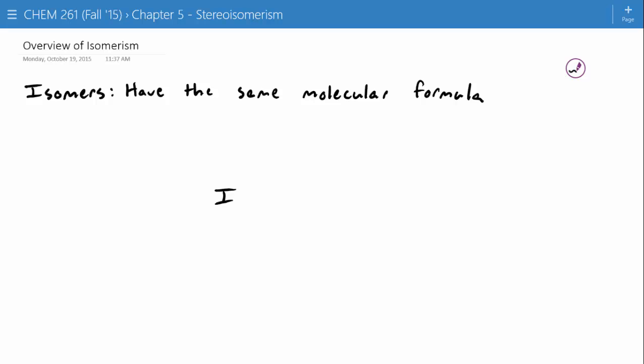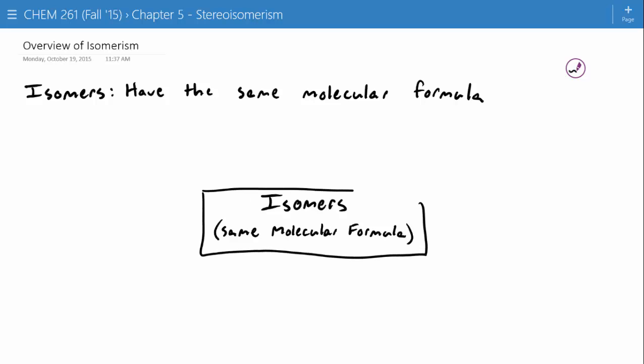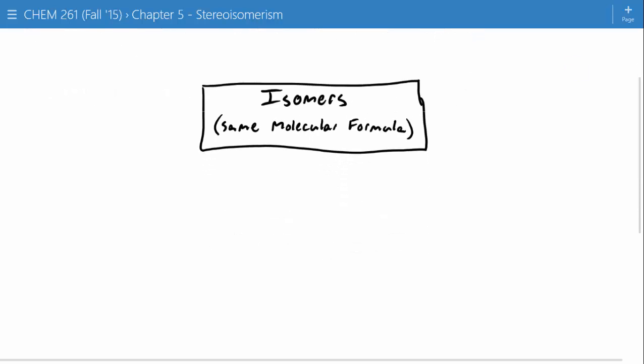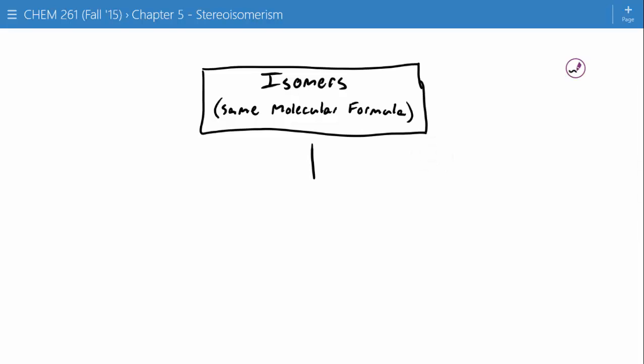So we can make a little flowchart here. We've got isomers up top, and we said that they have the same molecular formula. But not all isomers are the same. So we're going to break this down into some subclasses, and we're going to talk about these subclasses this week. The first subclass is referred to as constitutional isomers.